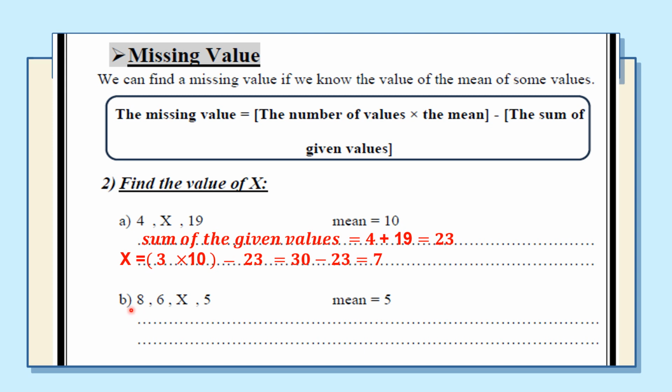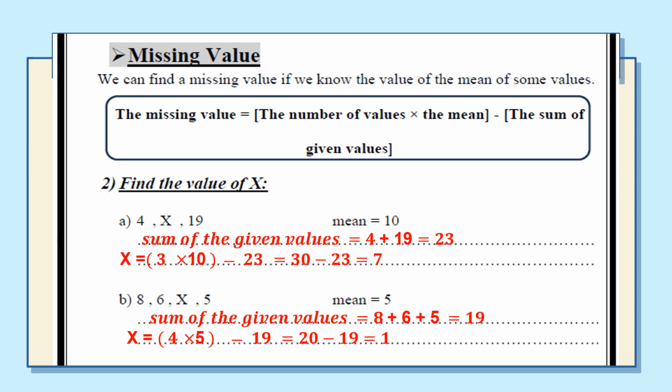And now in letter B, 8, 6, x, and 5 are the data, and the mean is 5. Let's apply the rule. We have here the sum of the given values, 8 plus 6 plus 5, which equals 19. And now x equals, here how many values do we have? 4 values times the mean, which equals 5, and then minus 19. So it will be 20 minus 19, which equals 1.